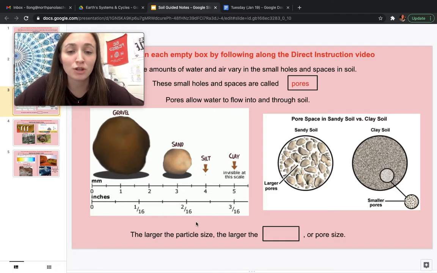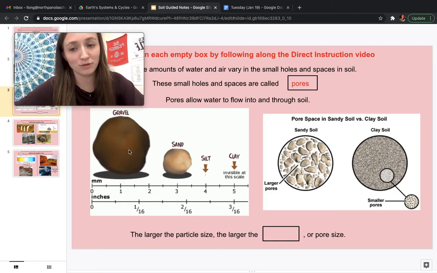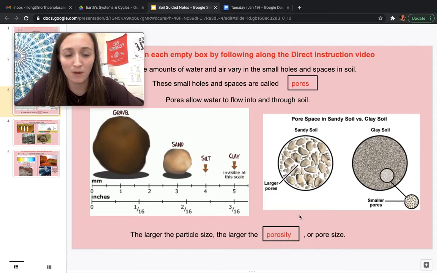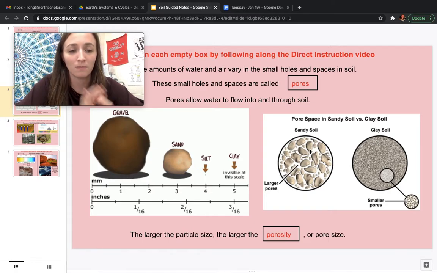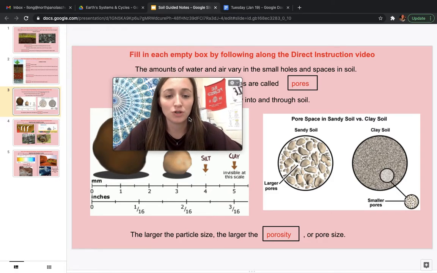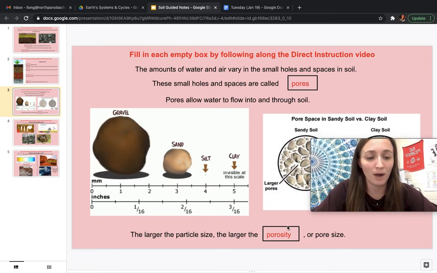So the larger the particle size, in this case gravel is going to be the largest, the larger the porosity, which is just a fancy way of saying the size of the pore or the size of the hole in that chunk of sand or clay or silt. So the bigger the particle, the more porosity and the more water can flow through it. Pretty neat.